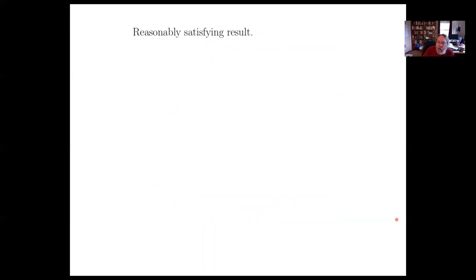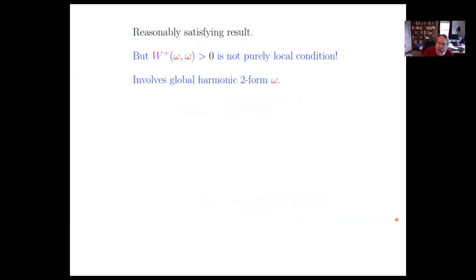So I found this a reasonably satisfying result at the time, but there is something a little bit disquieting. W plus of omega, omega being positive is not a purely local condition, because the omega we're talking about is not an arbitrary self-dual two-form. It's supposed to be a global harmonic two-form. It turns out that on a del Pezzo surface, there is exactly one such thing up to a multiplicative constant. So you're using something global mixed in with a local thing, curvature.